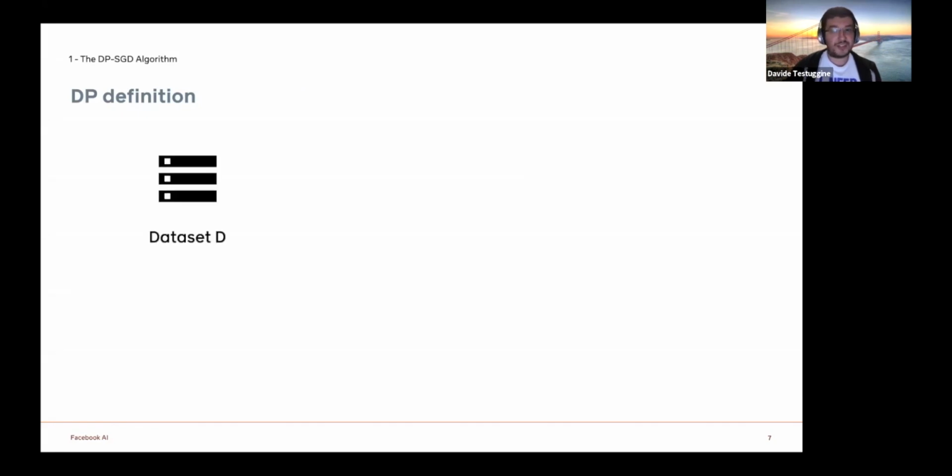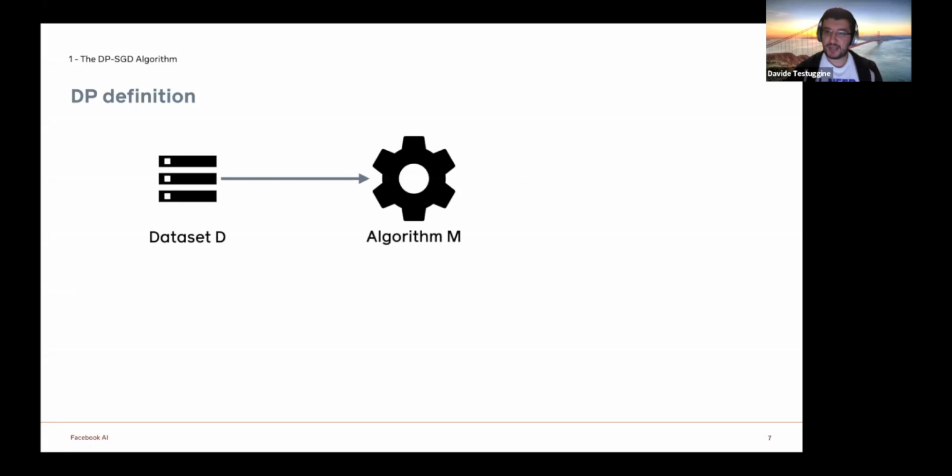So this definition literally says, imagine there's a data set, can be anything. It goes into an algorithm, can also be anything. It can be as dumb as counting stuff, or as complex as training a deep learning model. Doesn't matter. Whatever it does, it will produce an output.